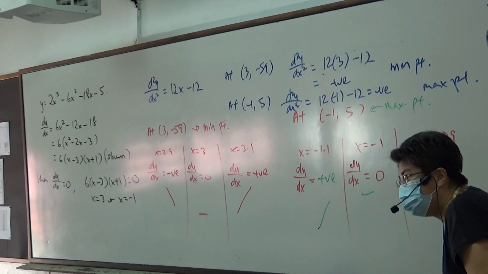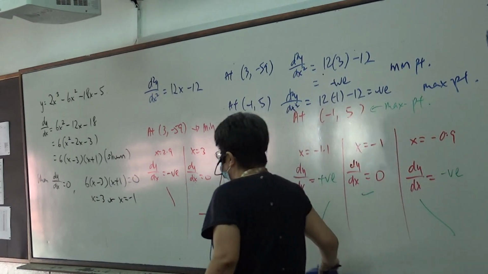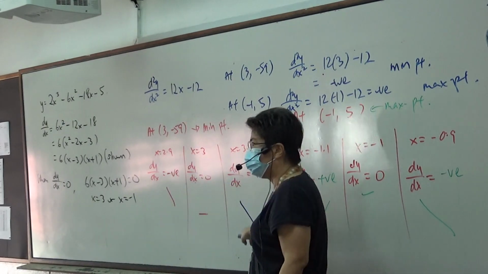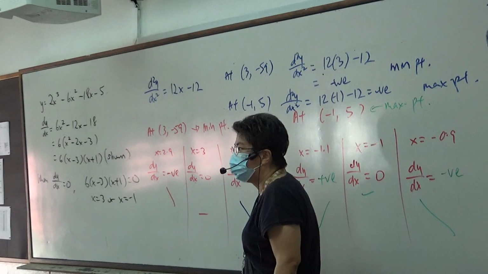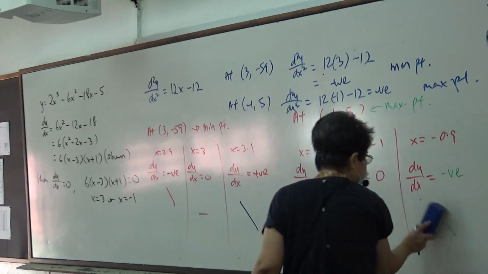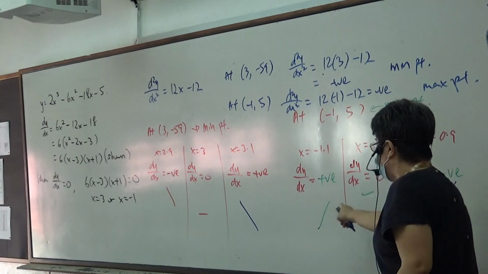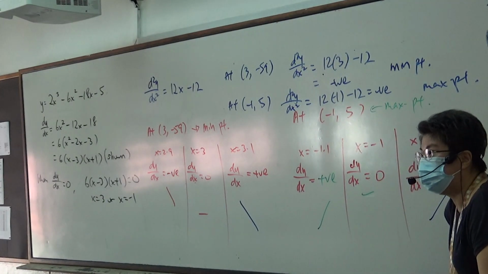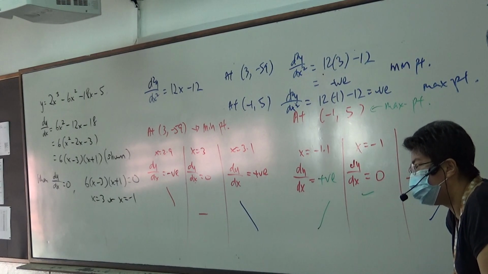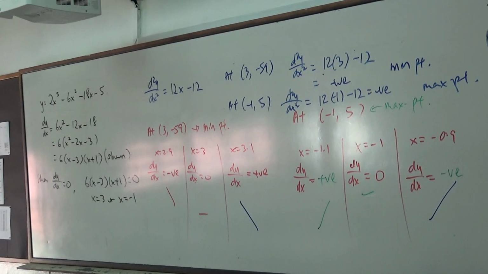Do you understand? Okay, then I want to ask, what if after you test, it's like that? Then what is this point? Point of inflection. Okay, likewise, if it is like that, it is also a point of inflection. Is that clear? Can or cannot? Okay, good. So that is our example 2.